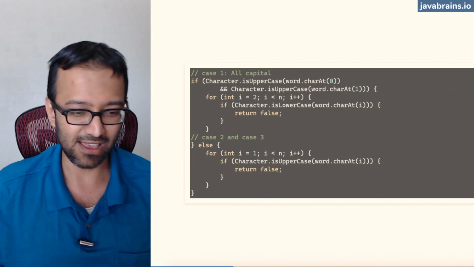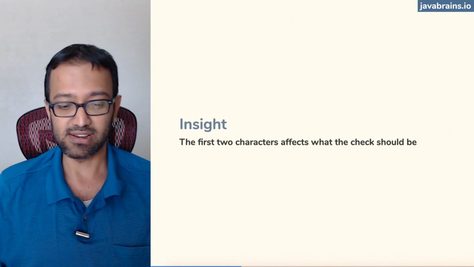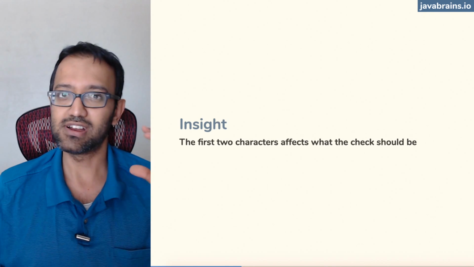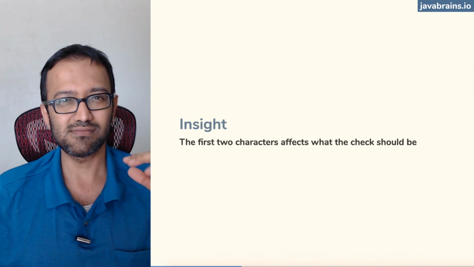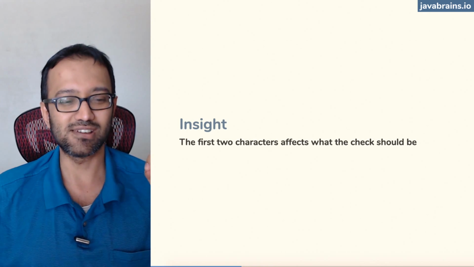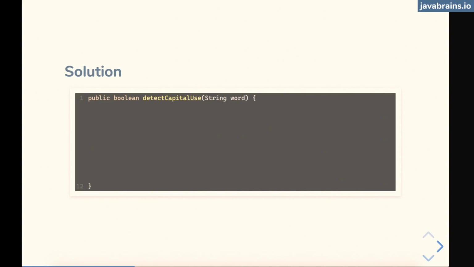So here's what it looks like. First of all, the insight is that the first two characters affect what the check should be. So I'm going to have a condition for identifying what the check is based on the first two characters, and then we're going to use a little bit of lambdas to make our job simple. Okay, so here's the solution. First of all, we're going to do the boundary check. If word.length is less than or equal to 1, I'm going to return true. We've asked the interviewer, and the interviewer has told us, okay, this is the boundary check. Just put that in there. This is the first thing you do.